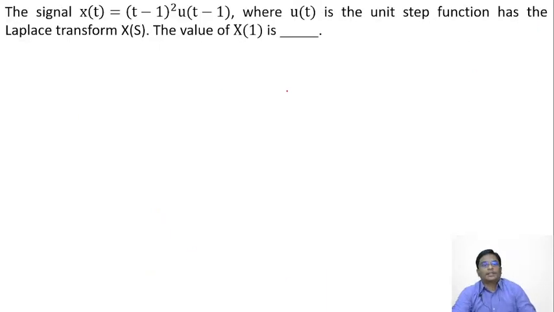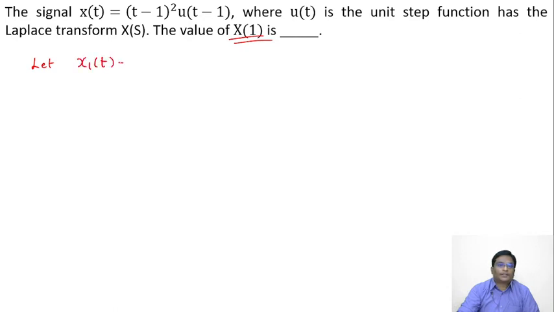Next, the signal x of t is given by (t minus 1) whole square into u of t minus 1, where u of t is the unit step. It has a Laplace transform X of s. They're asking what is X of 1. Let us take x1 of t, some signal, as t square into u of t.